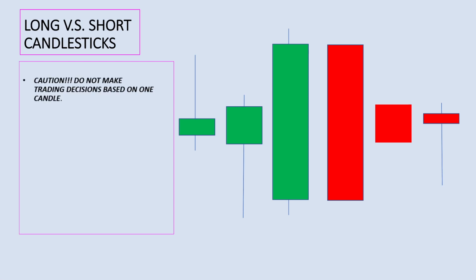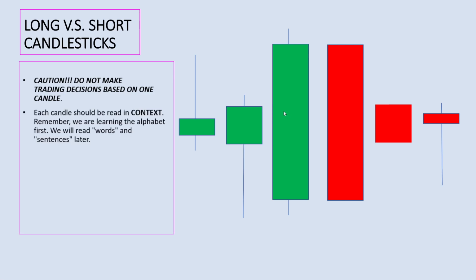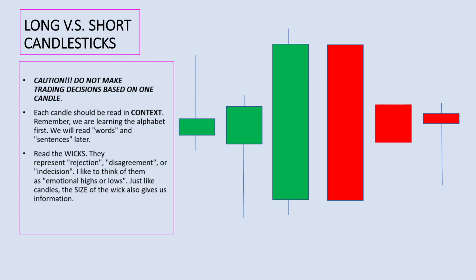Okay, so caution. One more time, do not make trading decisions based on one candle, right? You might think, wow, this green candle is really strong. All the buyers are buying, the sellers are weak. I better buy it. You'll be surprised. It doesn't actually work like that. That's why I keep saying, don't make trading decisions based on only one candle, okay? Each candle should be read in context. Remember, we're learning the alphabet right now, okay? We'll focus on the words and the sentences and the overall story later.